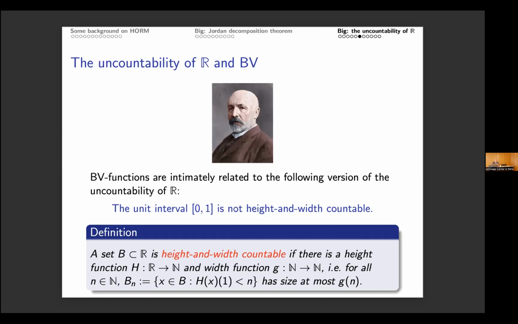Because with an injection, if h is an injection, Bn has size at most n. What is h of, that thing shouldn't be there somewhere. Okay. So I seem to have used an old version of my slides, unfortunately.